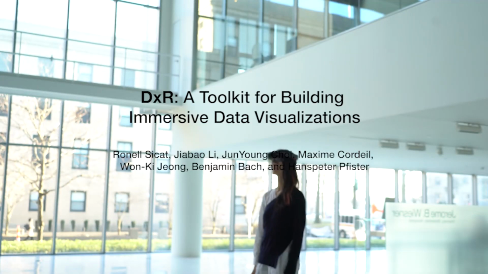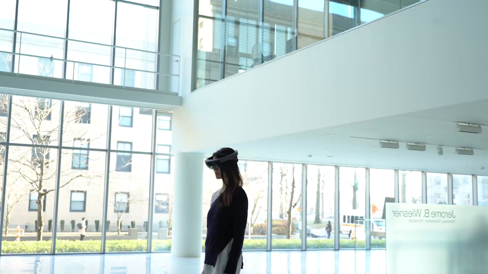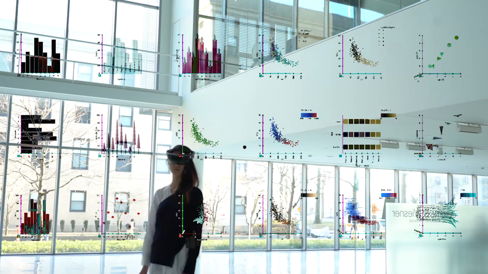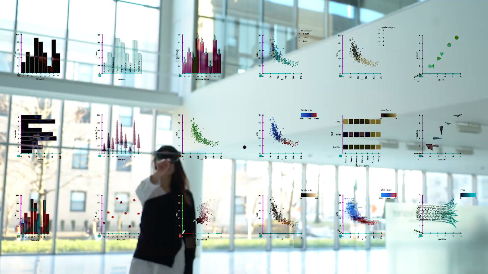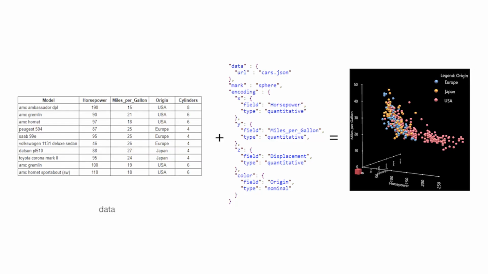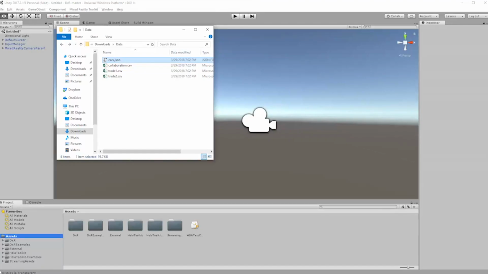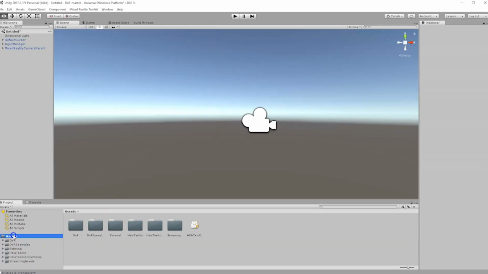DXR is a toolkit for building immersive data visualizations based on the Unity development platform. Given a visualization specification or Vis specs file that describes the visualization design and the data, DXR automatically generates an immersive visualization. It is easy to create visualizations using DXR.